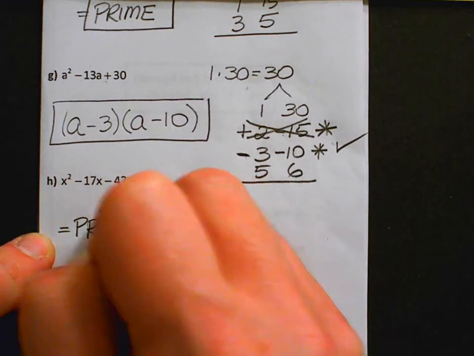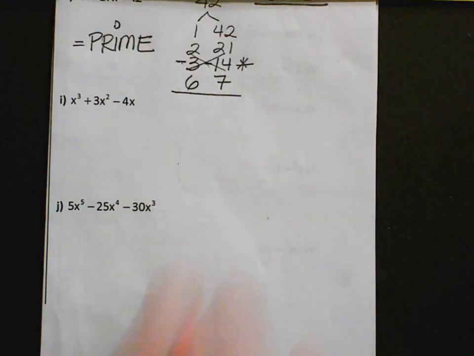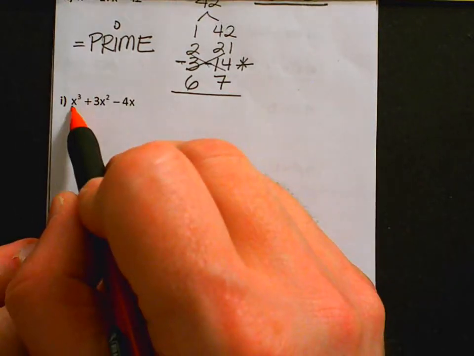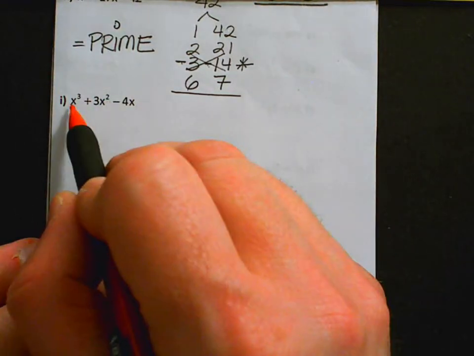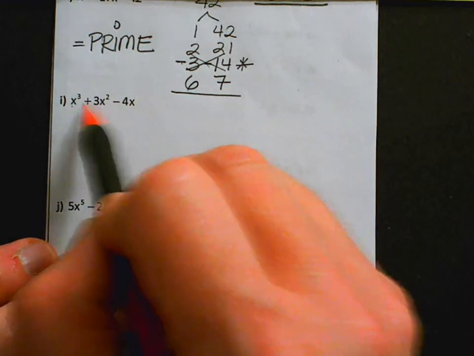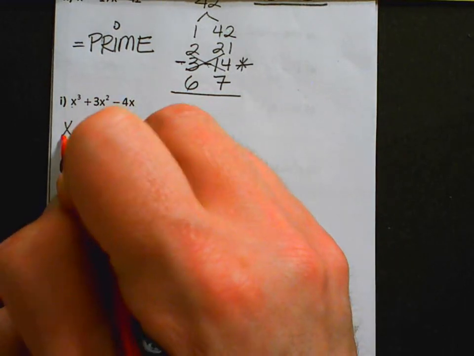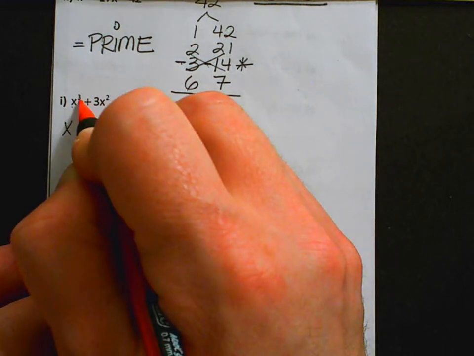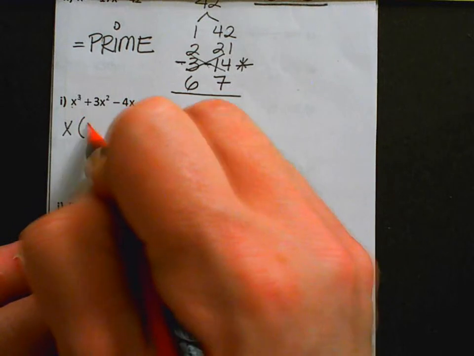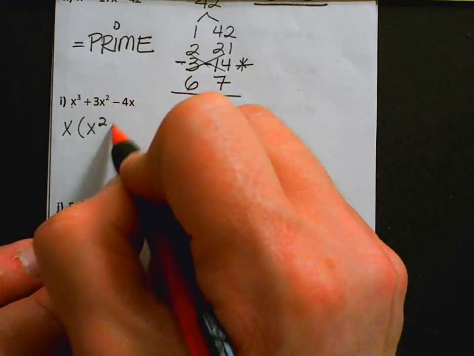Alright, very well. Let's do letter I. We need to factor this guy, and we ask ourselves, what can I factor from all three terms? And in this case, we can factor out an x. So x cubed divided by x is x squared. 3x squared divided by x is 3x. And negative 4x divided by x is negative 4.